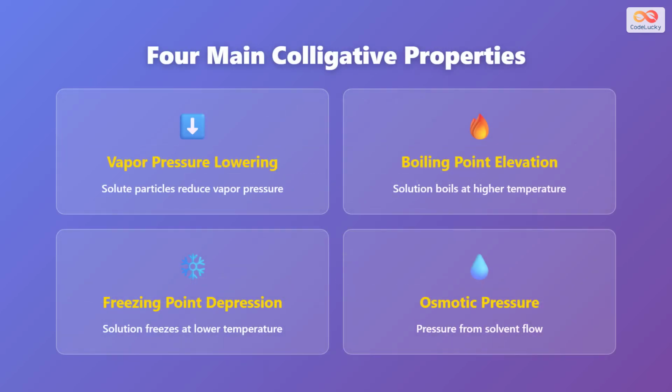There are 4 main colligative properties you need to know. First is vapor pressure lowering, where adding solute particles to a solvent reduces the vapor pressure of the solution. Second is boiling point elevation, which means the solution boils at a higher temperature than the pure solvent. Third is freezing point depression, where the solution freezes at a lower temperature than the pure solvent. And fourth is osmotic pressure, which is the pressure that results from solvent molecules flowing through a semi-permeable membrane. Each of these properties changes in proportion to the number of solute particles present.